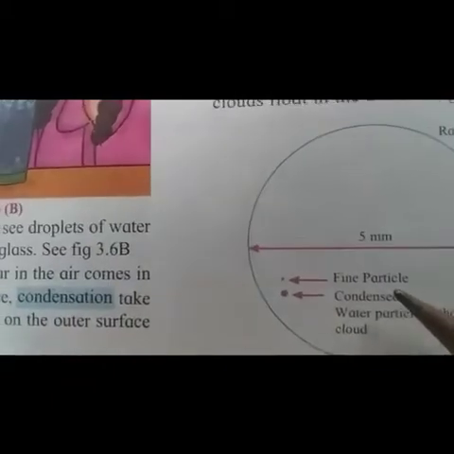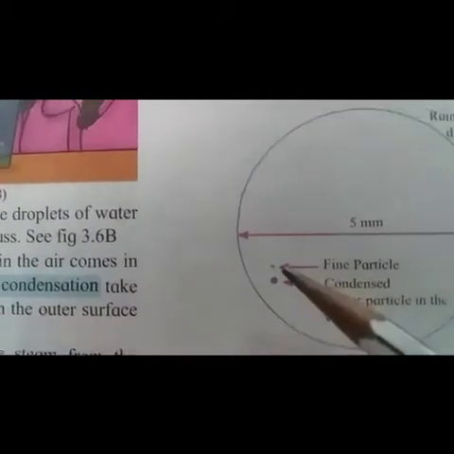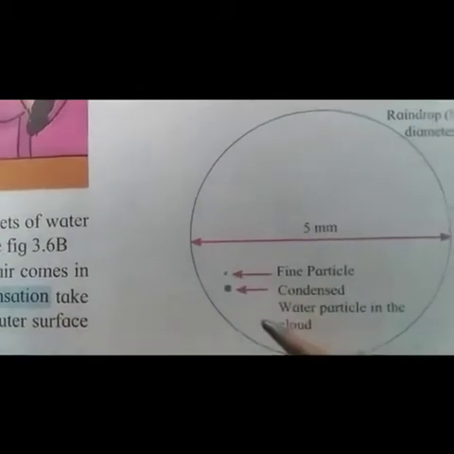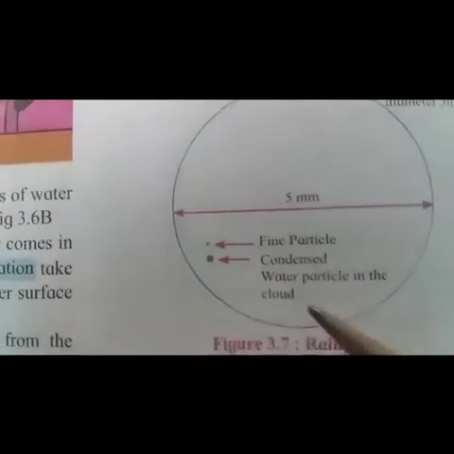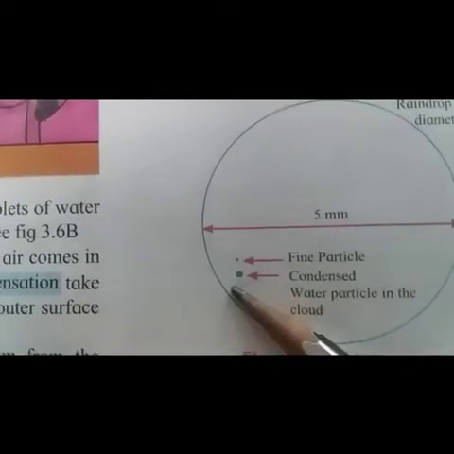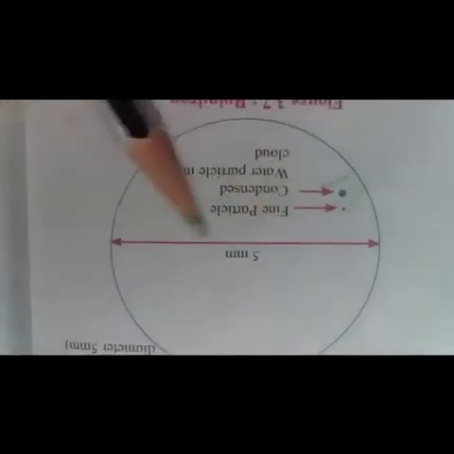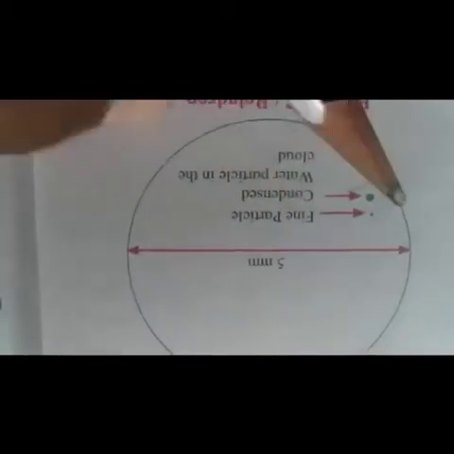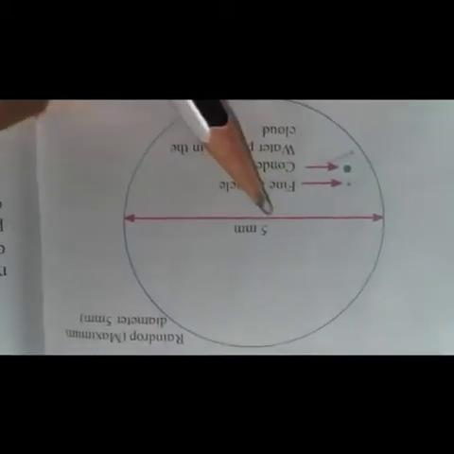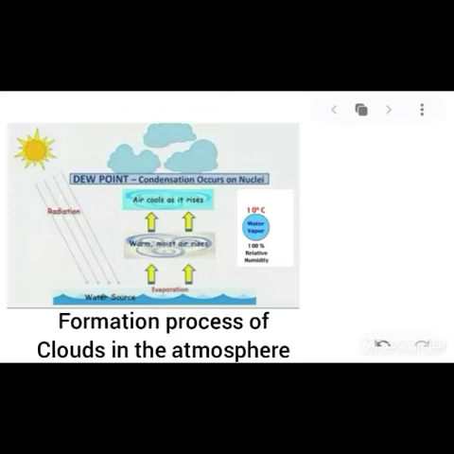What are fine particles? Dust, salt, etc. Look at this size of a fine particle, and after condensation, the size of a water particle in the cloud. The diameter of this condensed water particle or raindrop is around 5 millimeters. And now let us see how clouds form in the atmosphere.